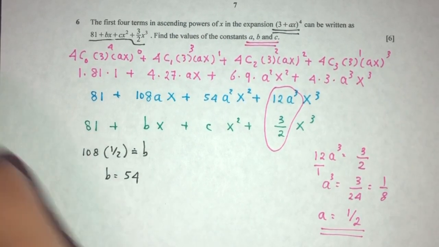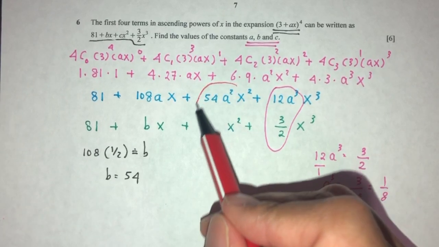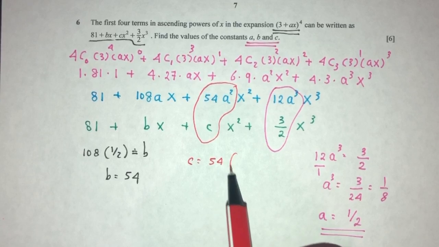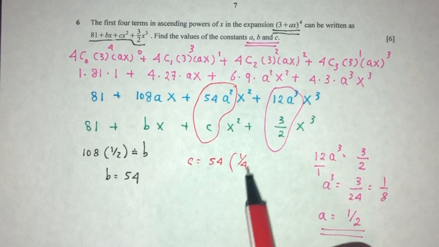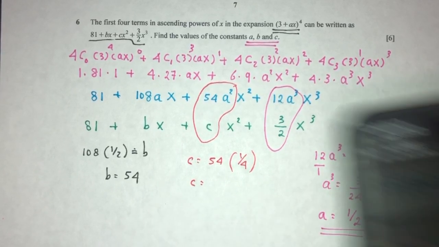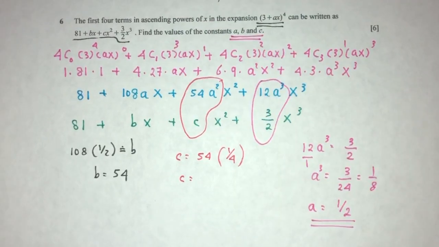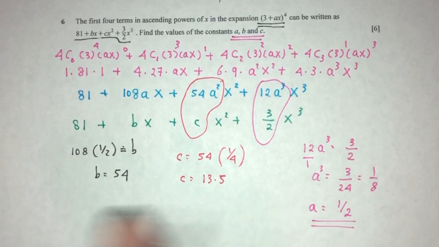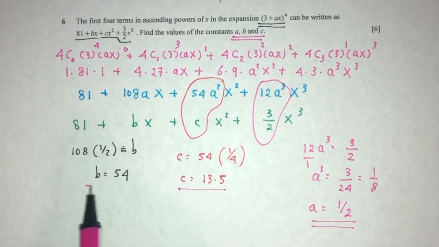Now last one. Here we have this one. By comparison, c has to be this one. So c is the value of 54 a squared, which is 1 over 4. C has to be what value? 13.5. Okay, here you go. So we have the values of a, b, and c for this question. Question number 6 done.